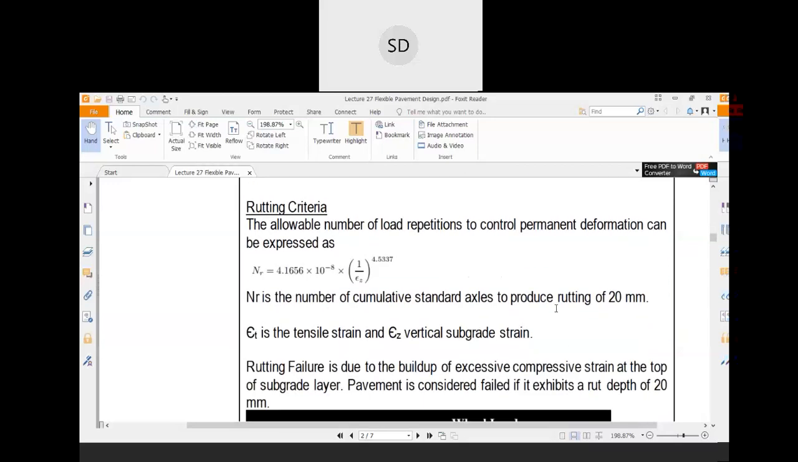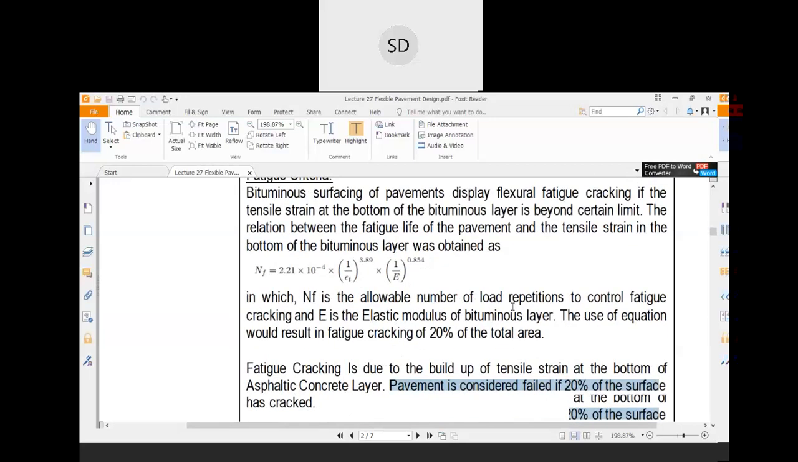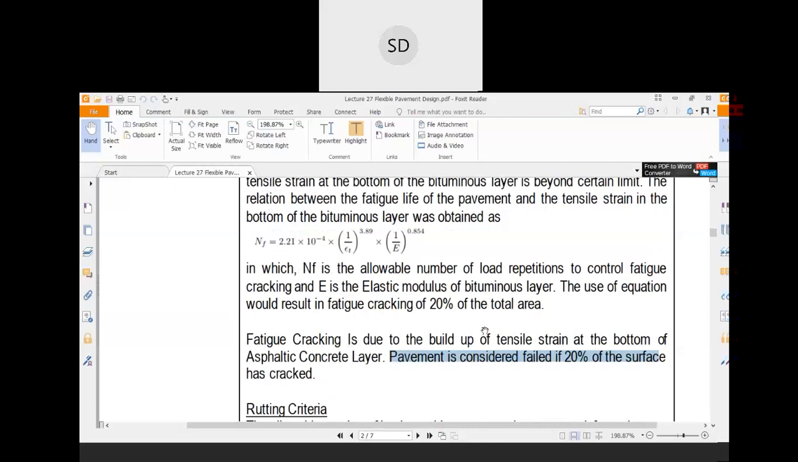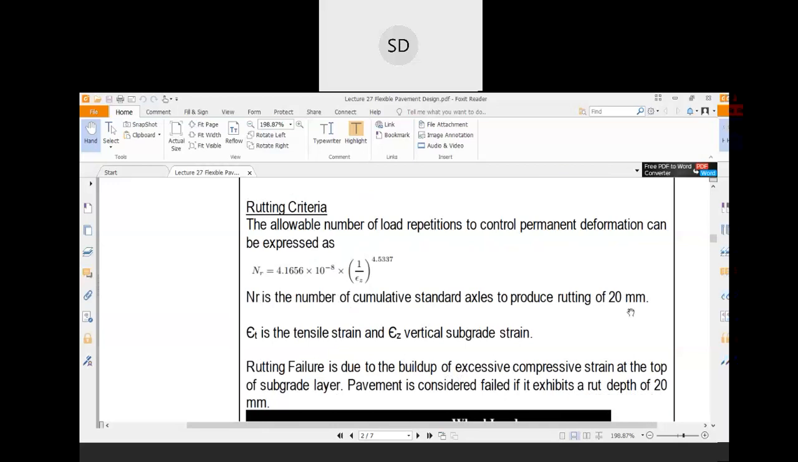So next is rutting criteria. Now here also the rutting criteria is related to the total number of repetitions of the load or cyclic load. Here this rutting criteria is the total number of cumulative standard axles to produce the rutting. For fatigue cracking, the criteria is 20% of the surface has cracked, and for rutting that criteria is basically 20 mm depth.